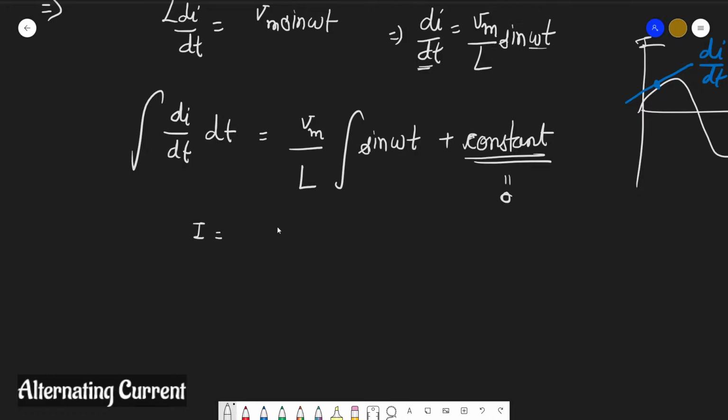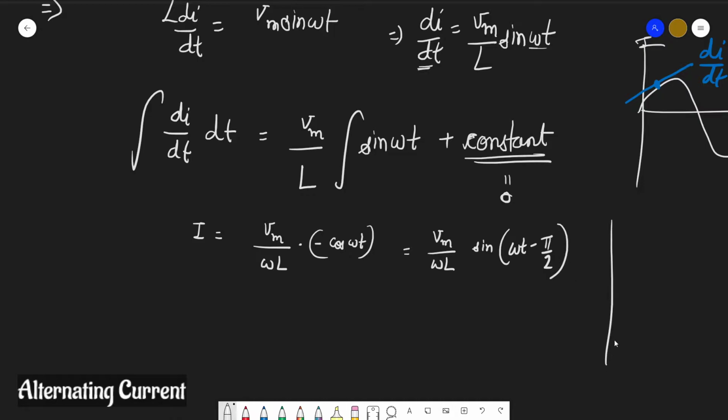Now if I integrate this, it is Vm by omega L, and integration of sine omega t means minus cos of omega t. This is the expression. Alternatively, I can write this as Vm by omega L, and in terms of sine, I can write sine of omega t minus pi by 2. The meaning of this is: suppose cos theta, I can write it as sine of 90 minus theta. If I multiply both sides by minus, I can take the minus sign inside the sine, so I can write it as theta minus 90. From there I have written this.